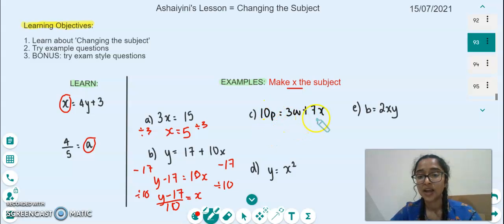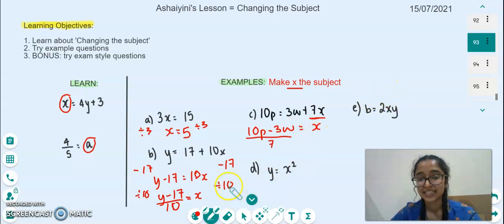Same idea. We want to get 7x by itself, then get the x by itself. So we do both sides, we get rid of 3w. So 10p take away 3w because it's being added here equals 7x. But we want to get rid of the 7, so how do we do that? We divide the 7x by 7. So we would get x by itself, but the 7 goes below.